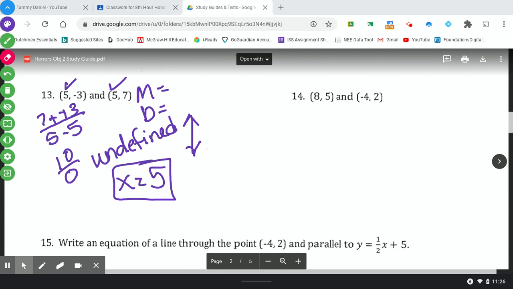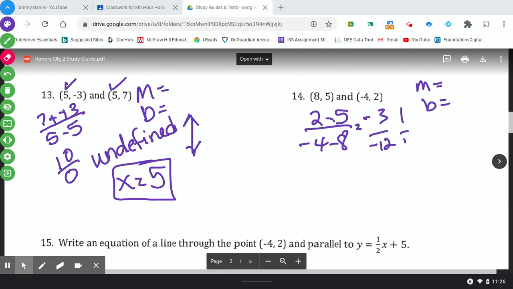Okay, same thing over here. We have 2 minus 5 over negative 4 minus 8. And again, we're looking for m and we're looking for b. So 2 minus 5 is a negative 3. Negative 4 minus 8 is negative 12. So we have a positive 1/4. So our slope is 1/4.